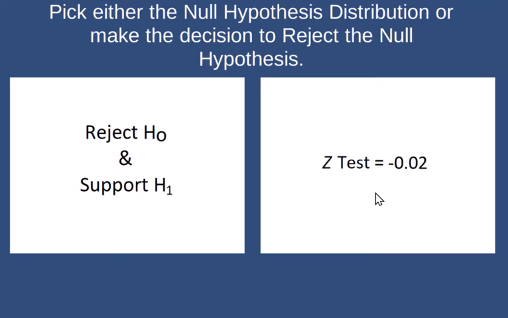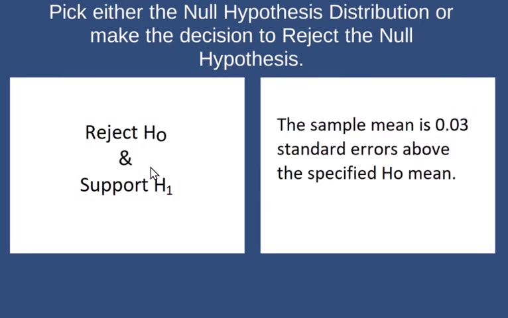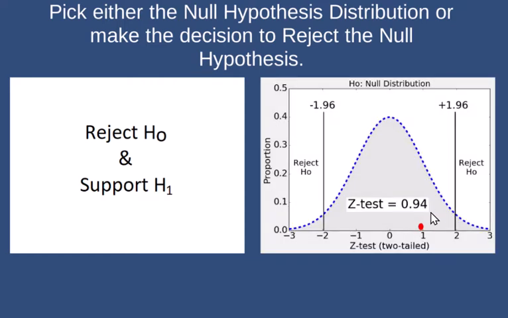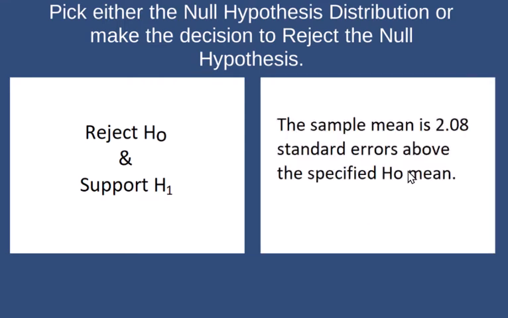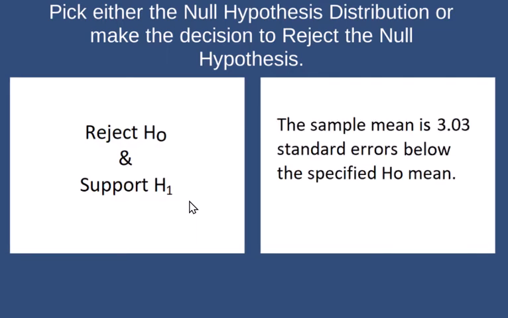Z-test of negative 0.02, retain. A z-test of 2.43, reject. It's like a z-test of 0.03, retain. A z-test of 0.94, retain. A z-test of 2.08 above. So we go ahead and reject. A z-test of negative 2.05, reject. Another z-test of negative 2.05, reject.